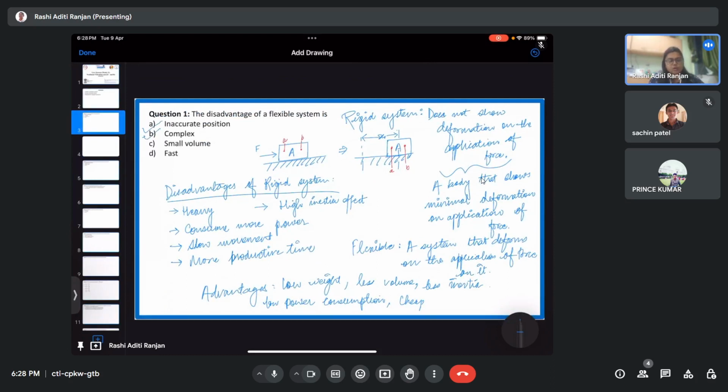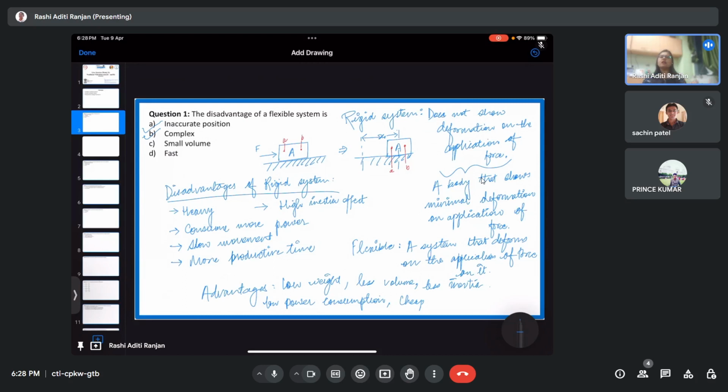Complex, yes. Small volume. Do you think that small volume is a disadvantage? No, small volume is not a disadvantage. It is in fact an advantage. Having a small volume means that carrying it from one place to another, or the effort that is required in order to actuate the system, would be less and fast.